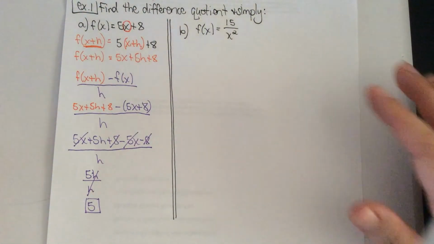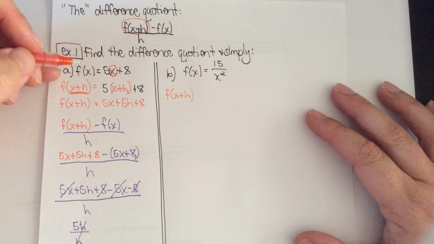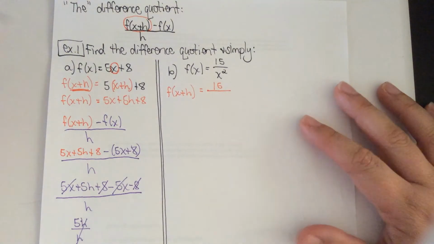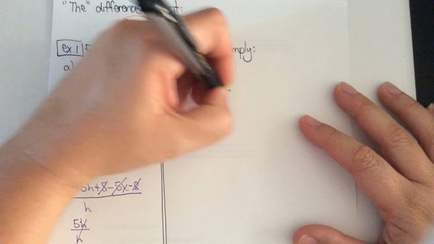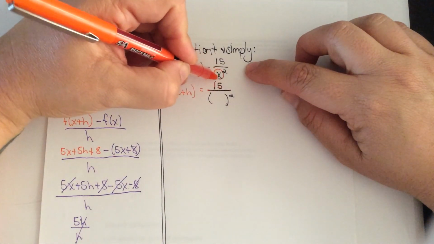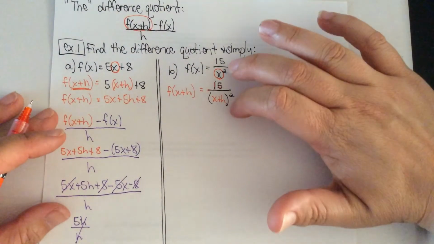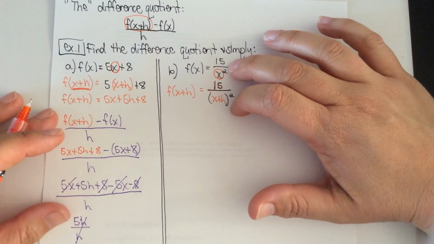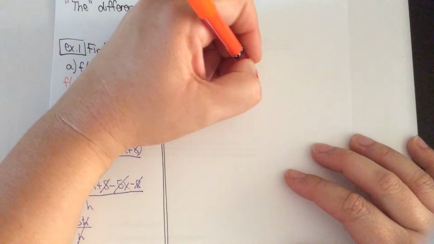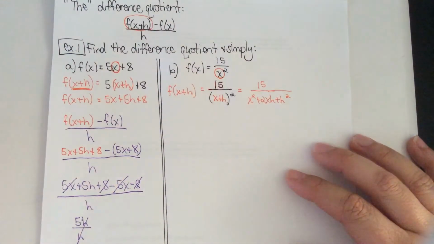Just like I said before, we're going to start by finding f of x plus h separate from this big ugly fraction just to make our lives a little bit easier. I'm going to take that fraction exactly the way it is, but instead of having x squared, I'm replacing this x with x plus h. It's exactly the same fraction, but I've replaced x with x plus h. I'm going to simplify that by foiling.